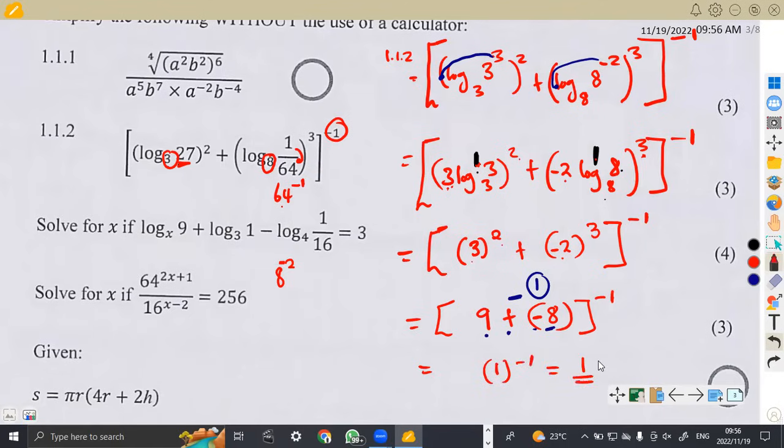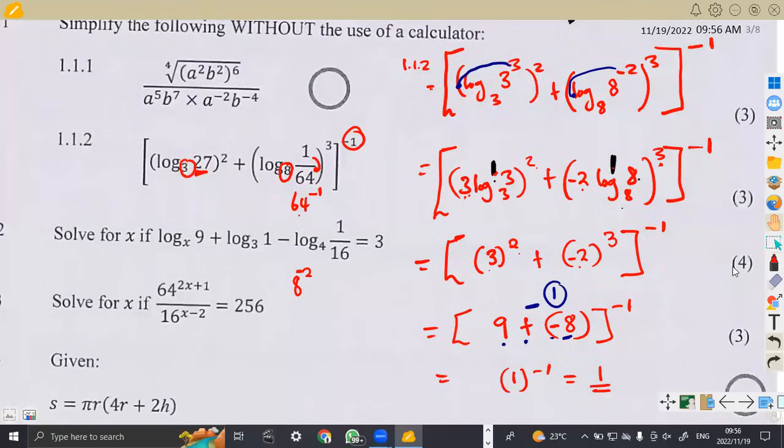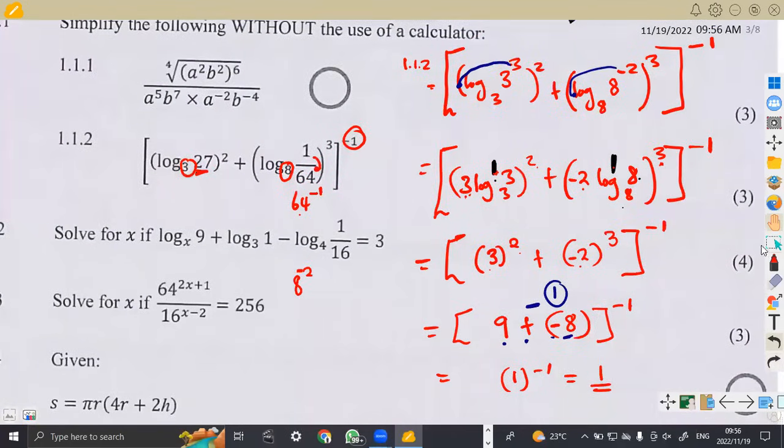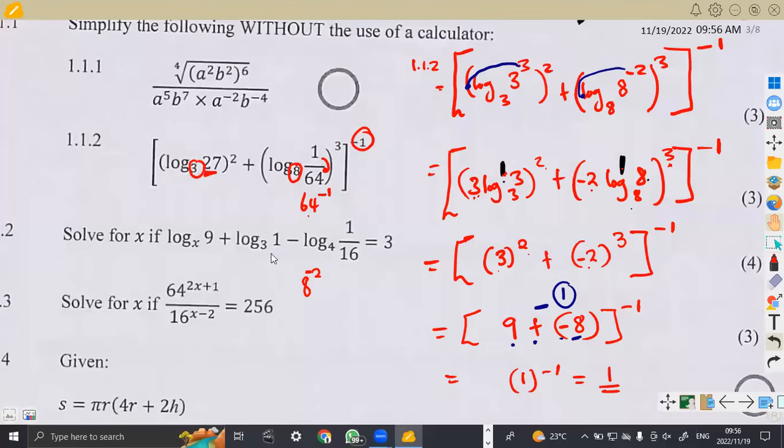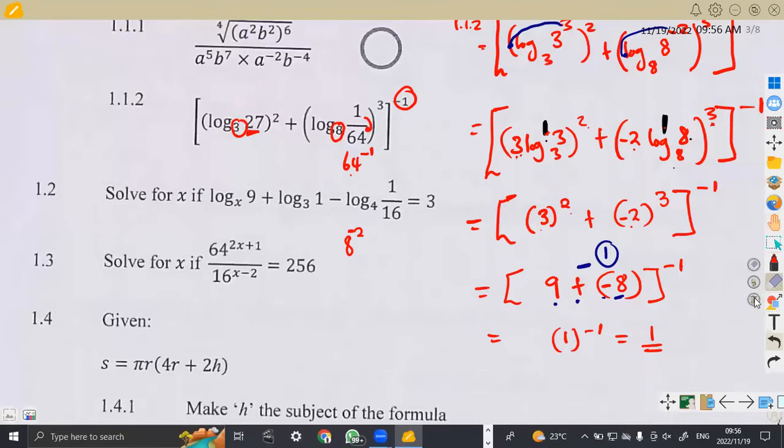Guys, 1 to the exponent of any number remains as a 1. So that is what we're supposed to do. If we are to apply these stages properly, guys, I think we can obtain the full marks, which is 3 marks. Okay, so let's see the other part of the question, which is 1.2. We are asked to solve the logarithm that we are given there.